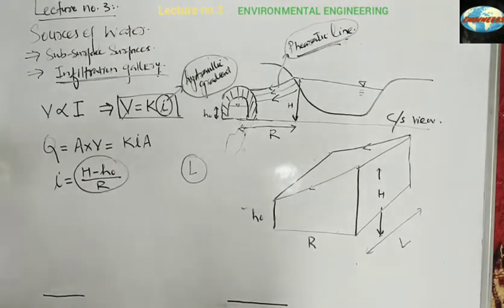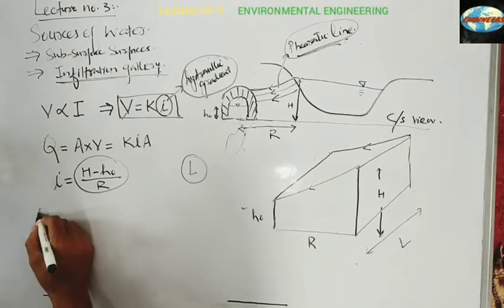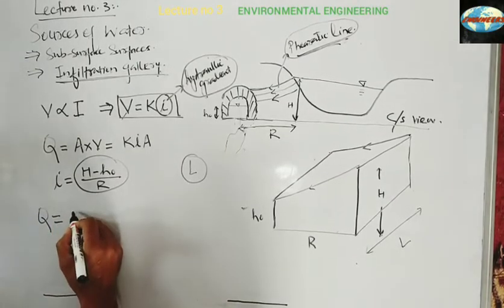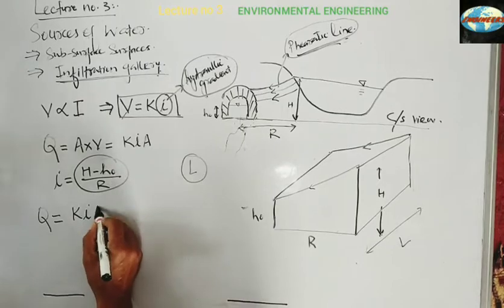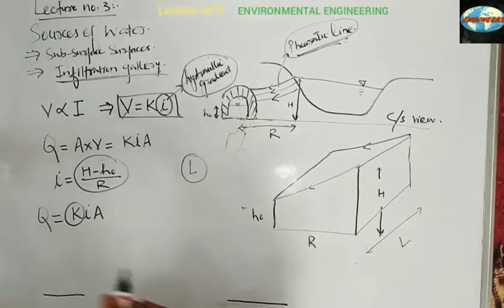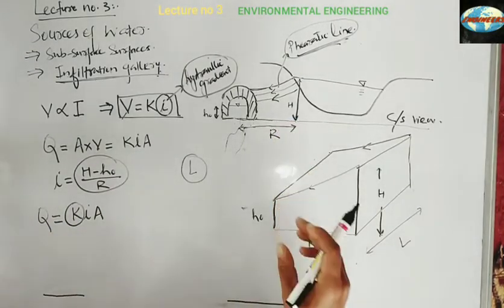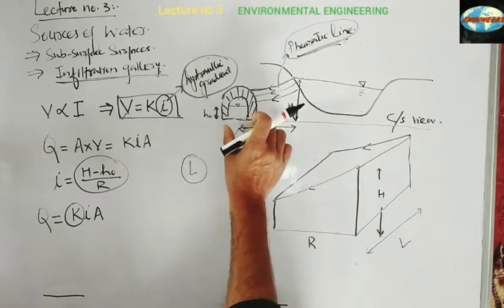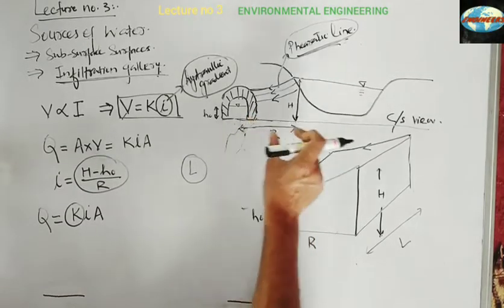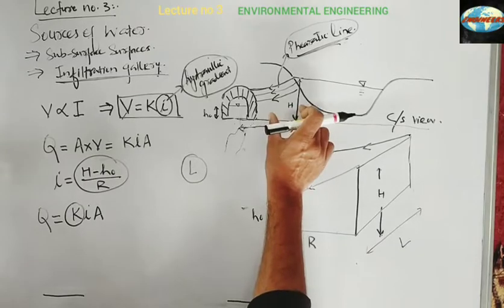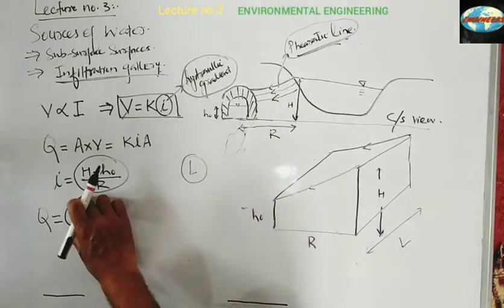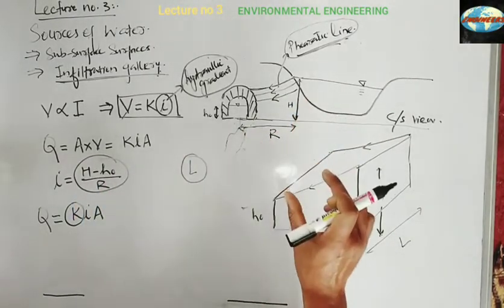Now see guys, our discharge Q is equal to KIA. Now K will be constant, obviously, for this soil. But preferably we will design and construct our infiltration galleries in coarse grained soils, because coarse grained soils have higher permeability, so they will give you a lot of discharge.